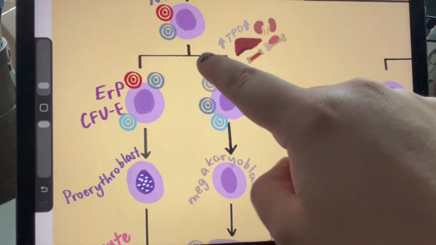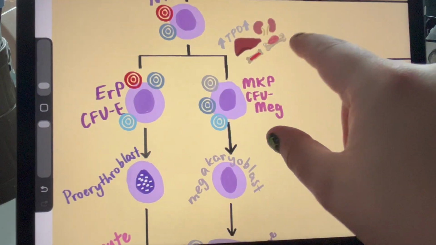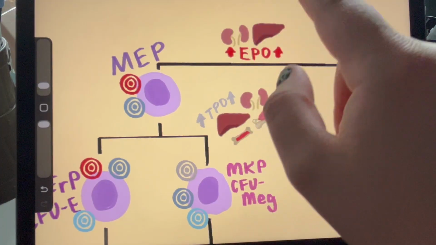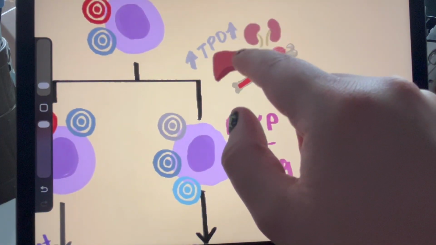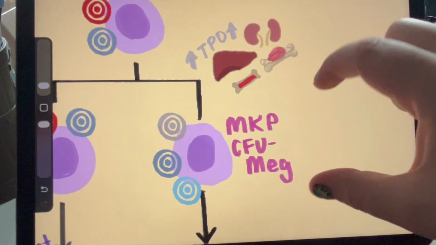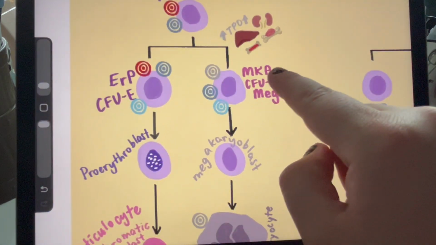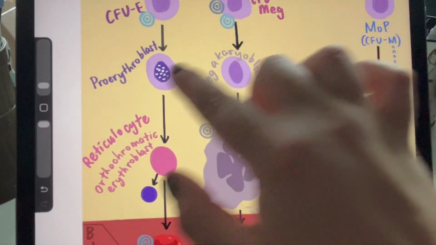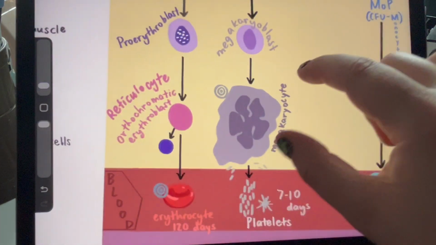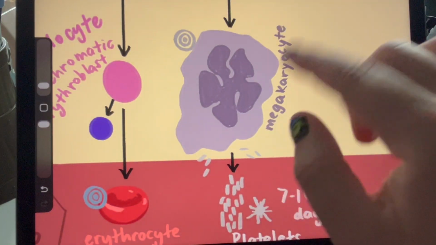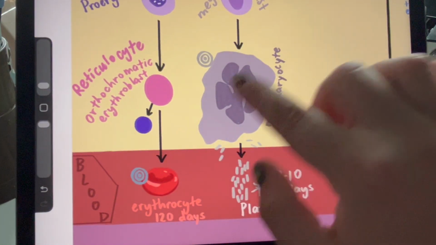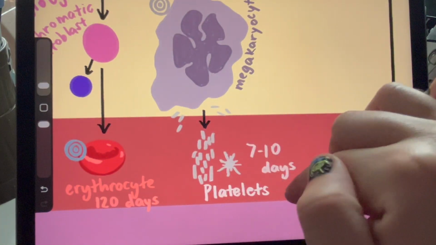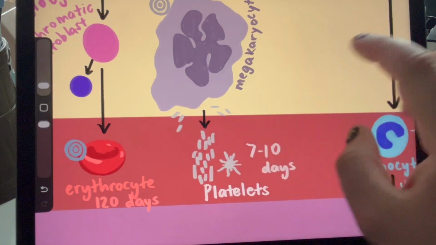If it goes down this path, because it's stimulated by thrombopoietin, again, EPO is produced mainly by the kidneys, some by the liver. Thrombopoietin is produced by the liver, kidneys, skeletal muscle, and bone marrow. It's going to go into this megakaryocyte progenitor cell, or colony forming unit megakaryocyte, going to a blast. That's right before it's moving further down the differentiation pathway. And that's going to form into a megakaryocyte, and then blebs are going to come off of that, creating platelets. Those are going to be in your blood for 7 to 10 days.